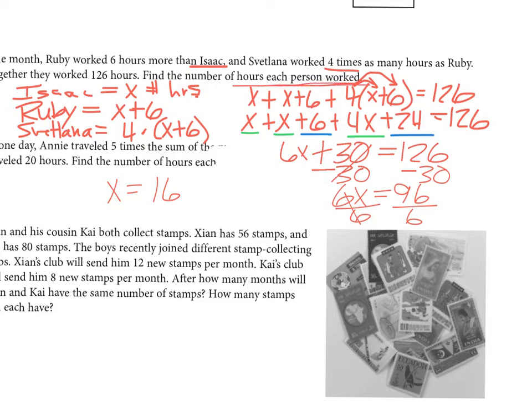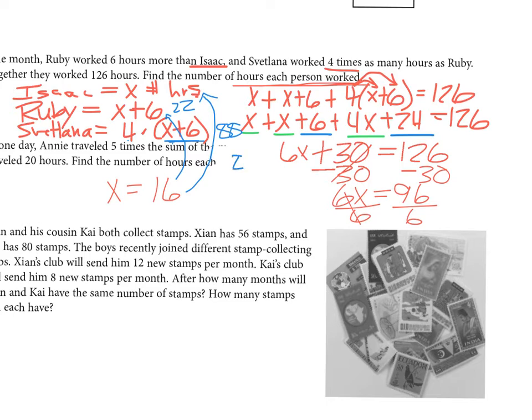So if x is 16, then that means Isaac worked 16 hours. Ruby did x plus 6, so 16 plus 6 would be 22. So Ruby worked 22 hours. And Svetlana would be 16 plus 6 is 22, times 4 would be 88. She worked 88 hours. Now, a good thing to do, always check your answers.